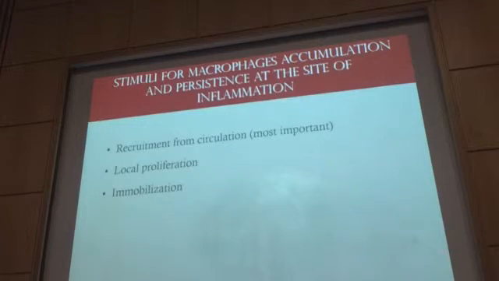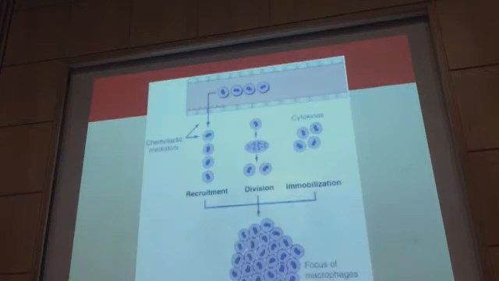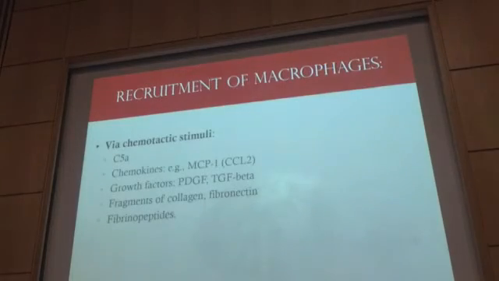The reason we see a lot of macrophages in chronically inflamed tissues is because they're recruited, but also they can locally proliferate and be immobilized. So the accumulated effect of these three things is that we get foci of macrophages in chronically inflamed tissues. The recruitment of macrophages is via chemokine.